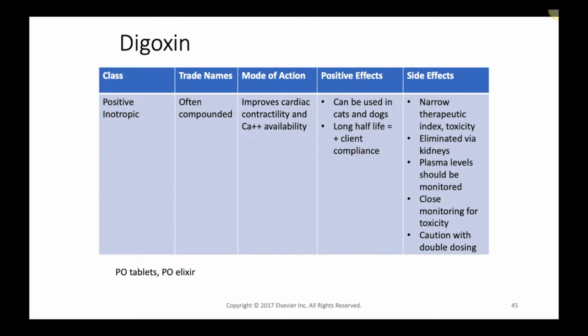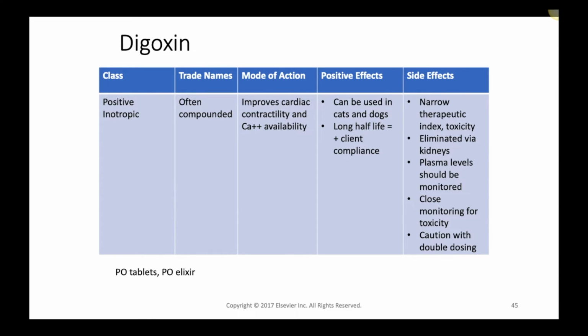So here's the information on digoxin. It's a positive inotropic drug. It's often compounded. It improves cardiac contractility and calcium availability in the muscle. It can be used in cats and dogs. It has a long half-life, which equates to more client compliance. It has a narrow therapeutic index, with likelihood of toxicity. It's eliminated via the kidneys. Plasma levels should be monitored closely, and close monitoring for toxicity is very important.